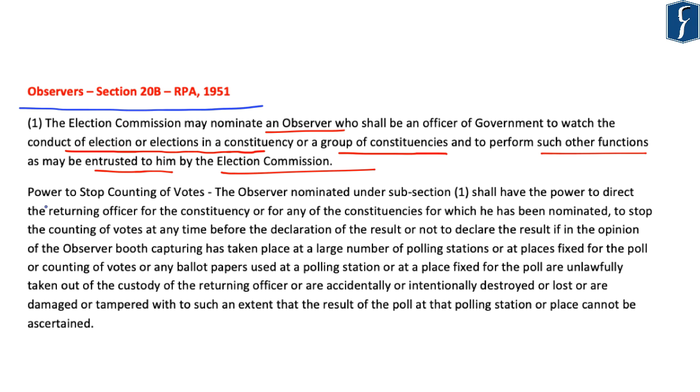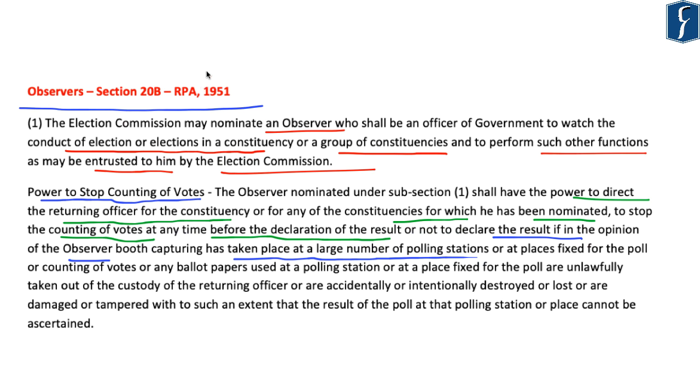Now another important aspect here is that the observers have the power to stop counting of votes. It highlights that the observer shall have the power to direct the returning officer for the constituency or for any of the constituencies for which he has been nominated, that is, any of the constituencies which fall under his jurisdiction, to stop the counting of votes at any time before the declaration of result, or not to declare the result at all if, in the opinion of the observer, booth capturing has taken place at a large number of polling stations or at such fixed places for counting of votes. So the observers who are appointed under the Representation of People Act of 1951 also have the power to stop counting of votes and also not to declare the result if, in the opinion of the observer, a particular booth has been captured or rigged.